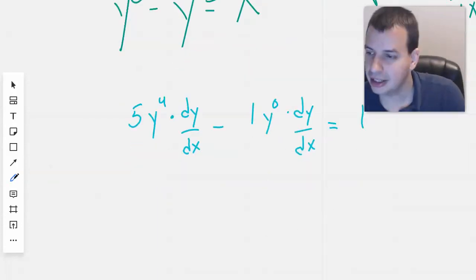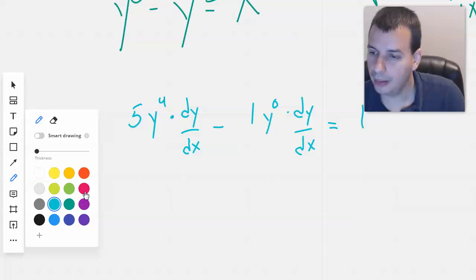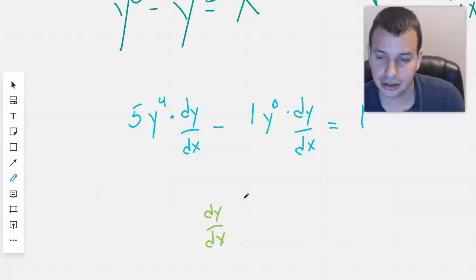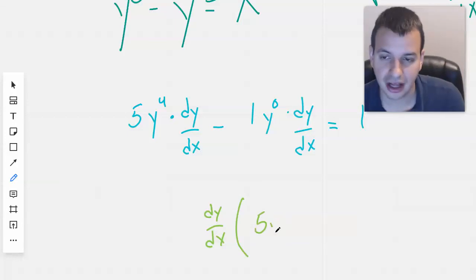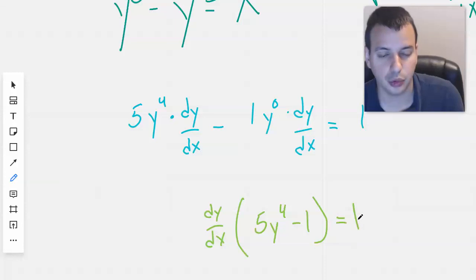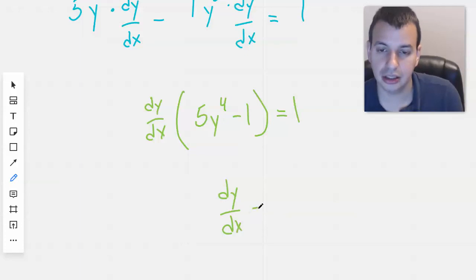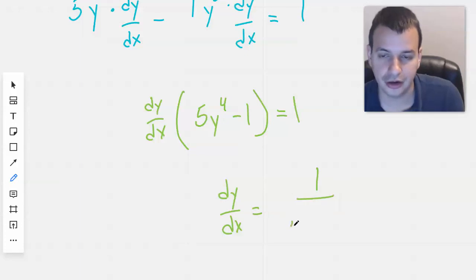Rewriting this slightly. Factor out dy dx. We have 5y to the fourth minus 1 equals 1. And then we say that, okay, dy dx equals 1 over 5y to the fourth minus 1.